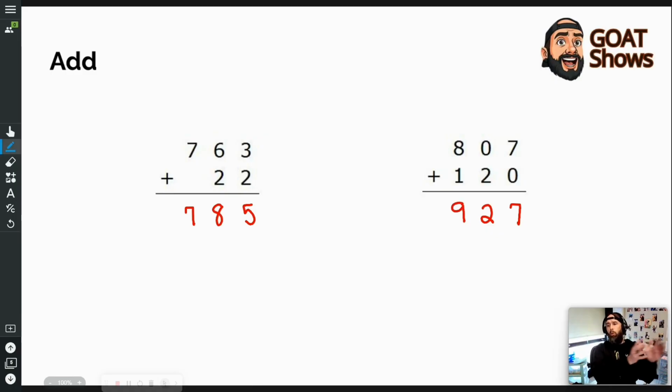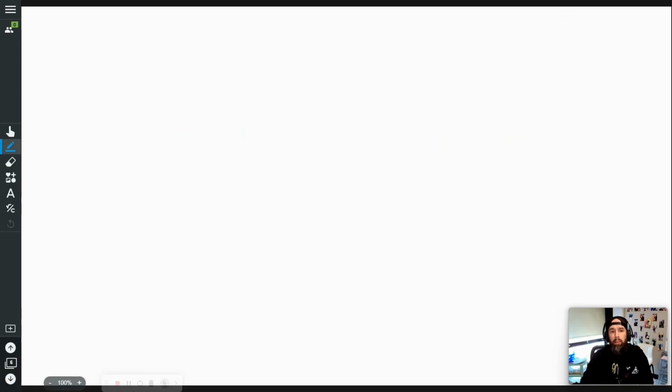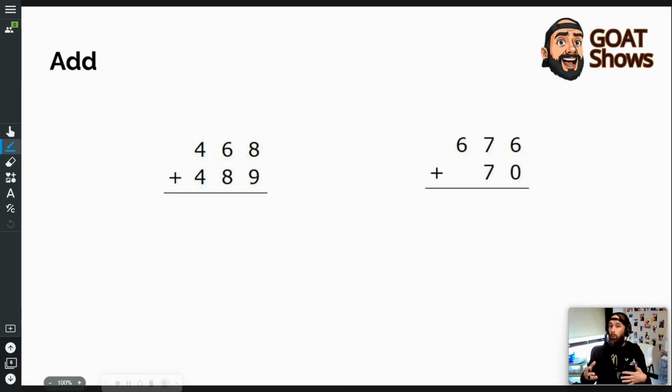We just go all the way to the right, add them up, then move over, add them up, then move over, add them up until we're done. Okay? Nothing to lose sleep about with those problems right there. These guys are just a little bit more complicated though, but that's okay. Start all the way to the right. 8 plus 9 is 17. That's 1 7. So you write out the 7, carry the 1.